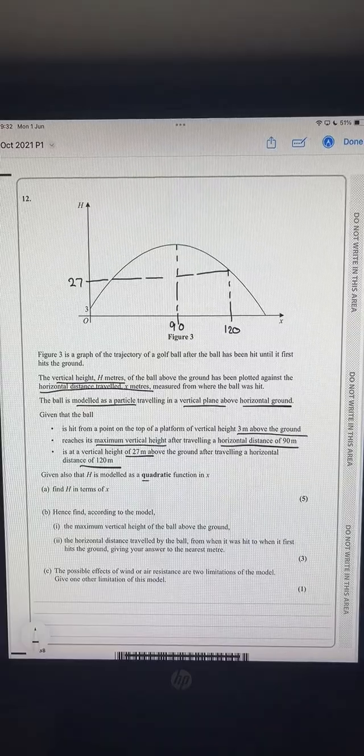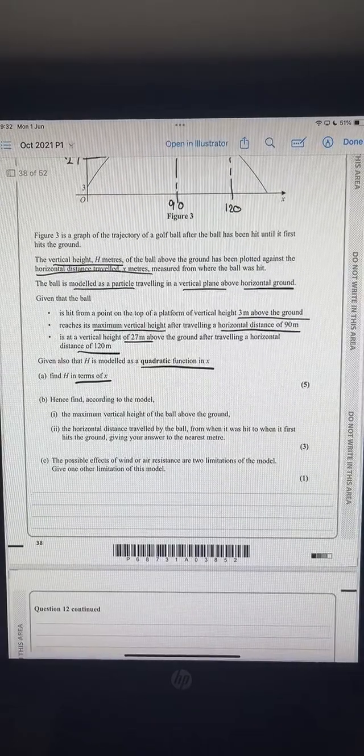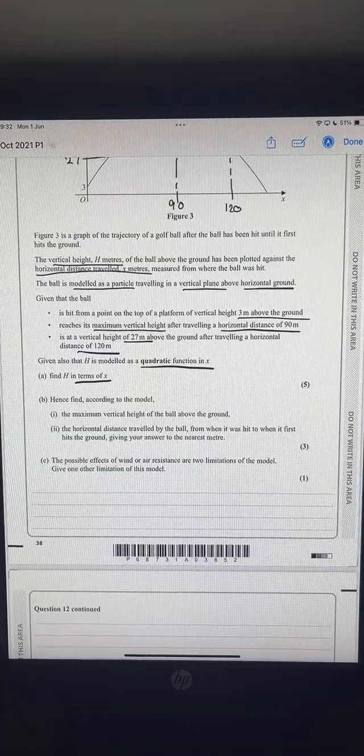Given that h is modeled as a quadratic function, find h in terms of x. So all we have to do is find a quadratic function. And there are a few ways you can go about doing this.